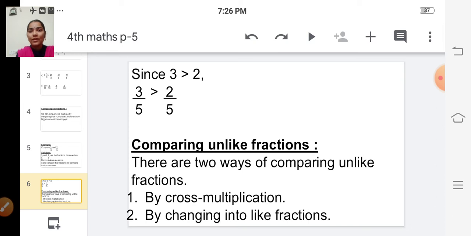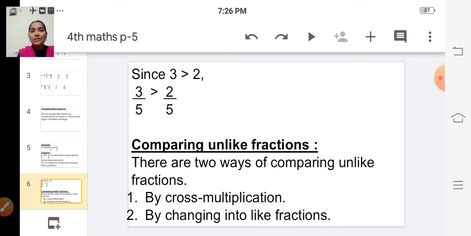The fraction with bigger numerator is bigger, isn't it? So we have to compare only numerators. Here the numerators are 3 and 2. 3 is greater than 2, so 3 by 5 is greater than 2 by 5. Is it clear? Yes.